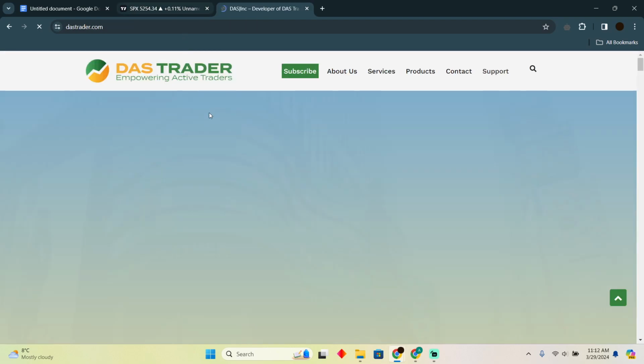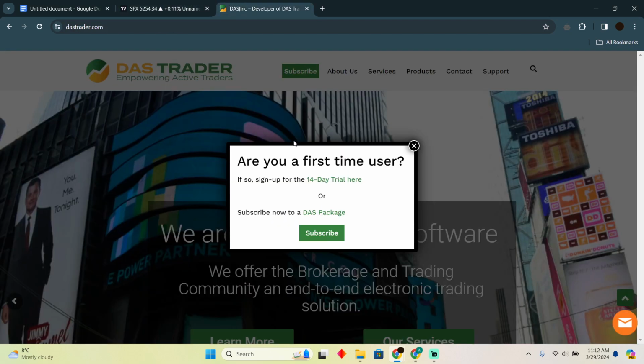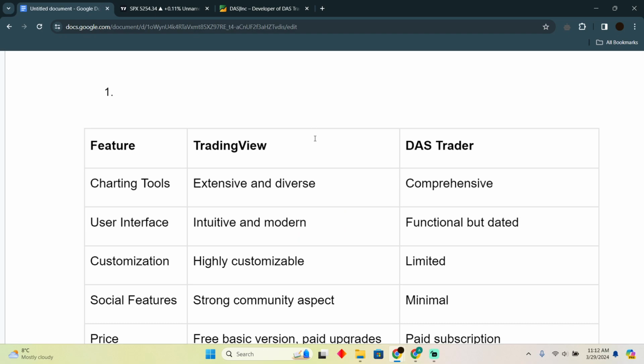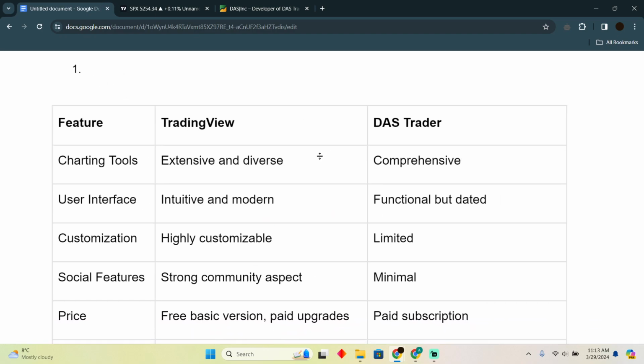TradingView versus DAS Trader, which one is better? Today we are going to demonstrate the difference between TradingView and DAS Trader, which one is better. So for that, I have this small table which will demonstrate the difference for us. So the first thing we will talk about is charting tool.